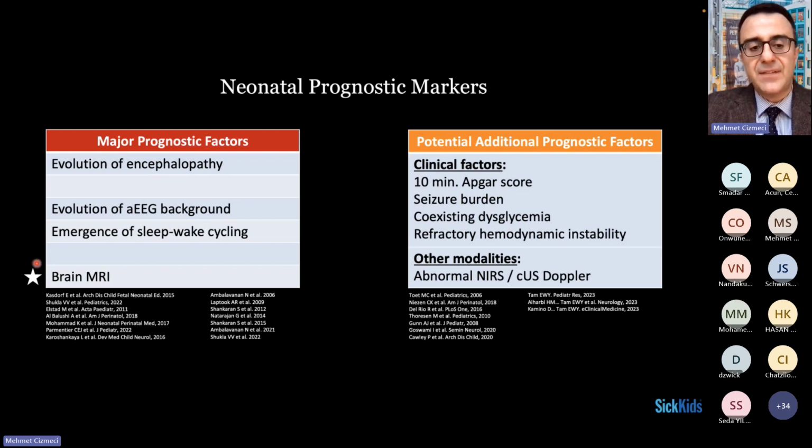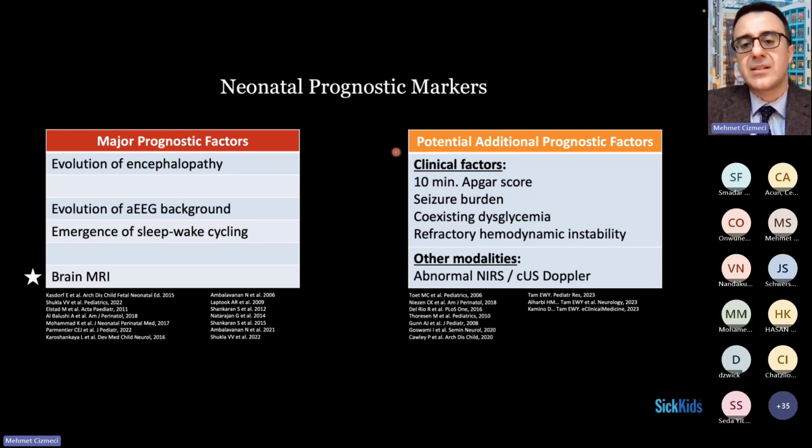But there's a special emphasis on the brain MRI as it gives us some domain-specific prognostic information. And looking at the literature, there's also some potential additional prognostic factors that we can use. But again, these are the major prognosticators. And the prognostic markers that I'm going to mention now are just additional potential prognostic factors.